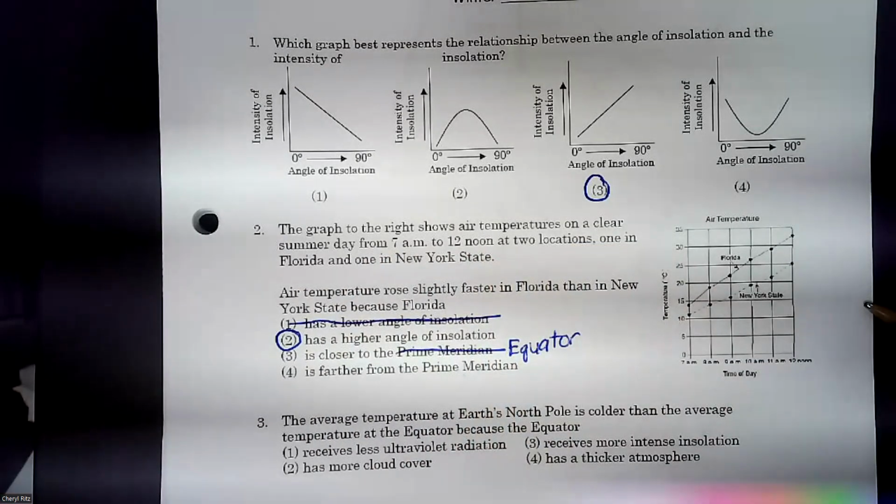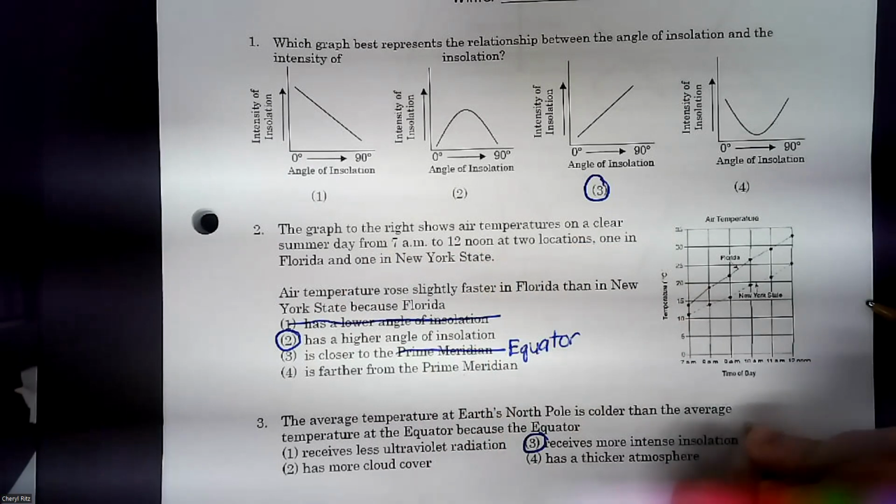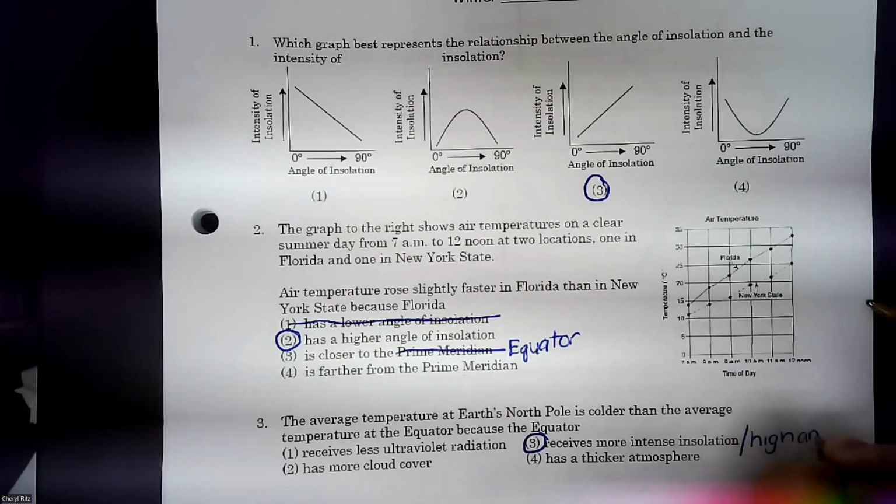And finally, the average temperature of the North Pole is colder than the average temperature of the equator because the equator, 3, yeah, receives more intense insolation. Okay, by the way, why does it receive more intense insolation? Why? Yeah, higher angle. So more intense because of higher angle.